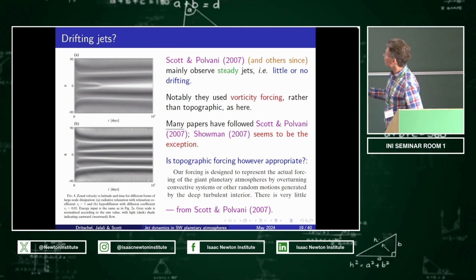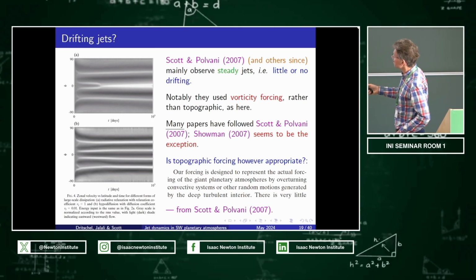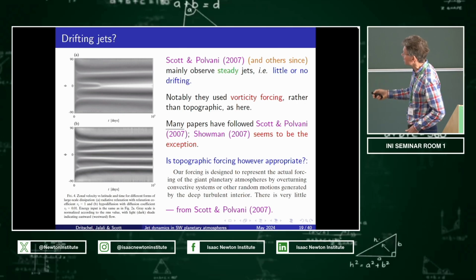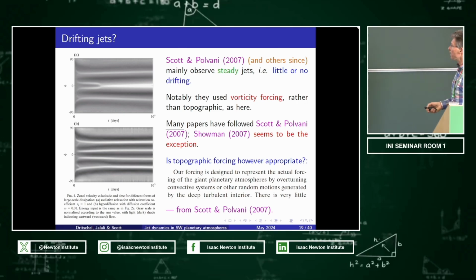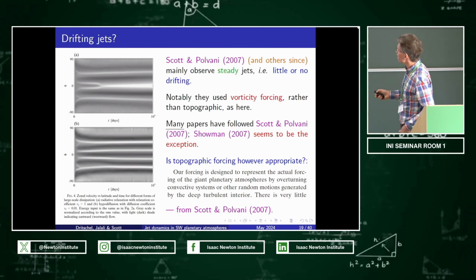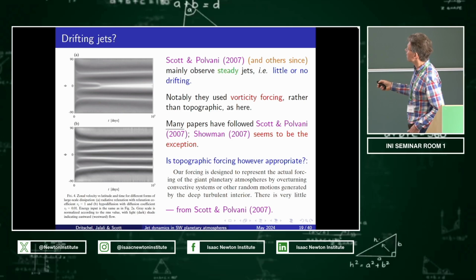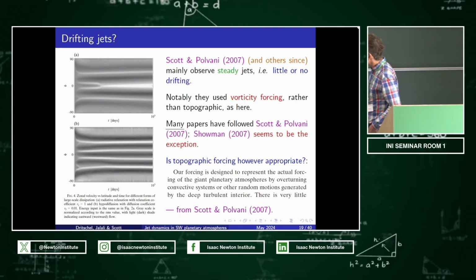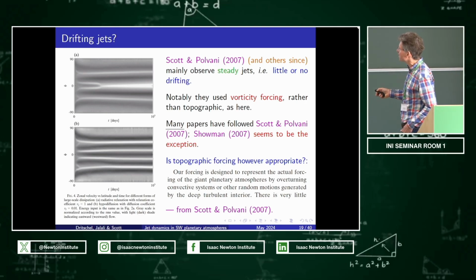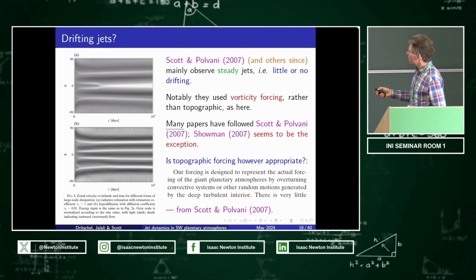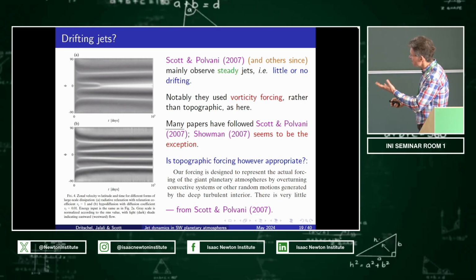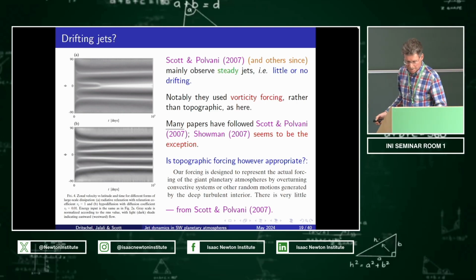Scott and Pavani have commented many times that they tend to find steady jets, although there's some weak drifting taking place here, but most of the jets they show in these Hovmöller diagrams show persistent jets lasting for long times. And many papers have followed this study, using similar kinds of forcing mechanisms and finding steady jets. And then you might think, well, is topographic forcing appropriate? So we were finding jet drift in these simulations. And as I just remind you here, Scott and Pavani themselves thought that we should be looking at some kind of topographic type forcing, even though they didn't do it.